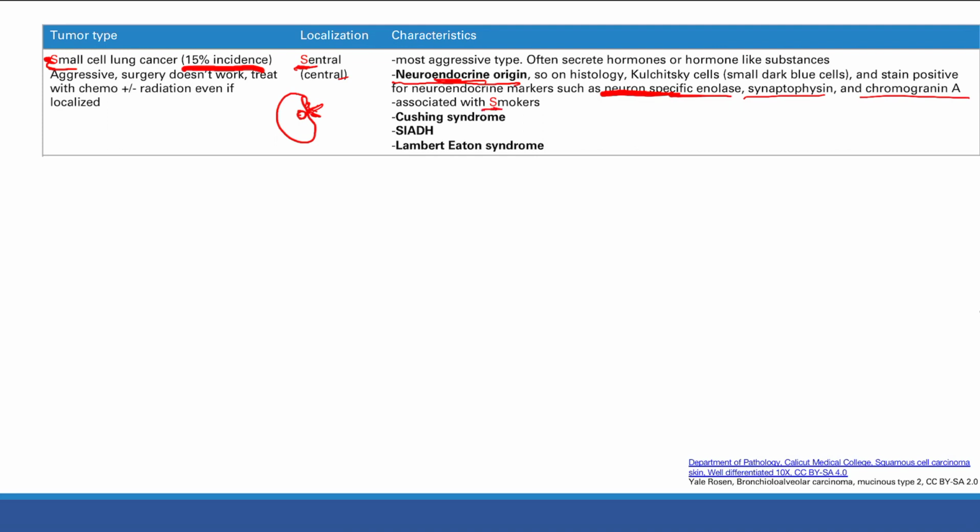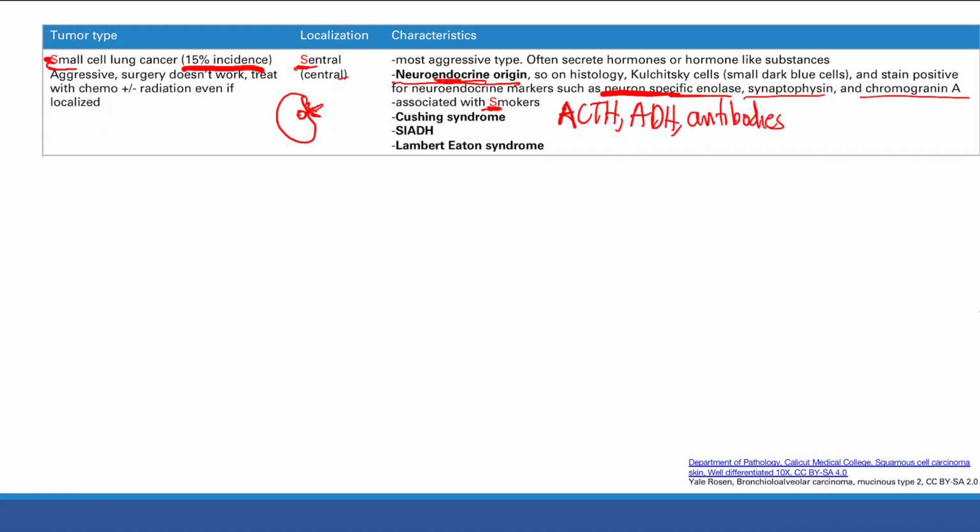A lot of these lung cancers are associated with smokers. A few of them are associated with non-smokers. And I want to focus on the hormones again. The hormones that small cell lung cancer secretes are the three A's: ACTH, ADH, and then the last one is antibodies. So that's more like substances rather than hormones.